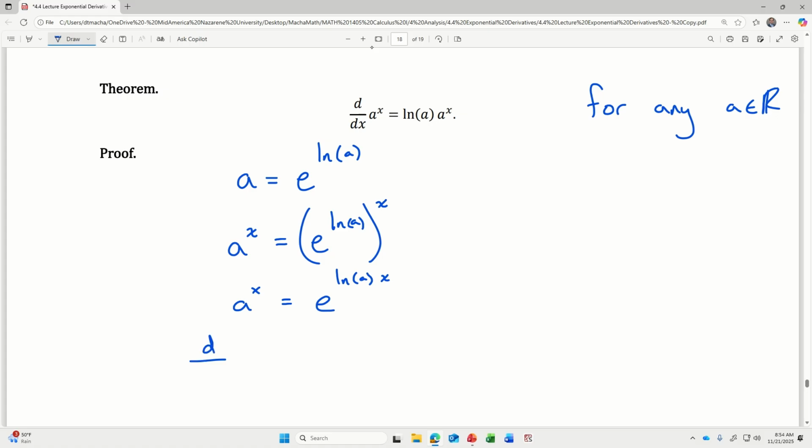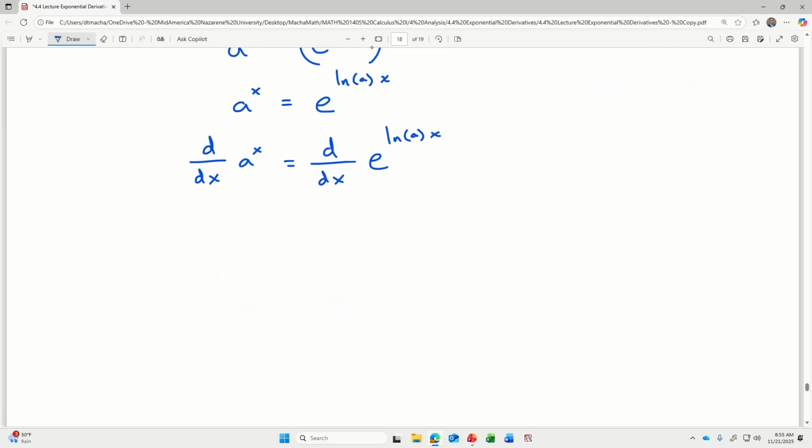And now we want to take the derivative of a to the x. So it's like the derivative of e to the power natural log of a times x. We just have to be careful about the way we take the derivative. So I'm going to use the derivative chain rule. The derivative chain rule says we start by writing the derivative of the outside function, and the derivative of the e to the stuff is going to be e to the stuff. And then I'm going to multiply times the derivative of the inside function. What's the derivative of my inside function?